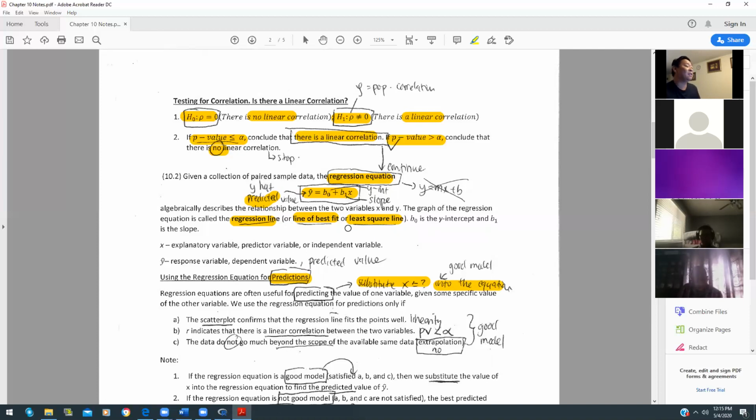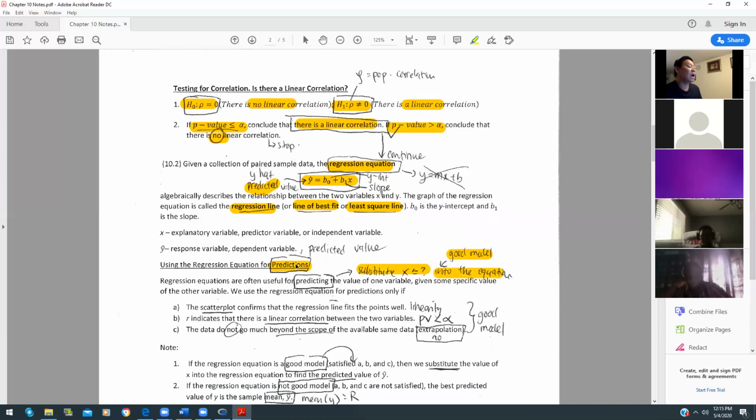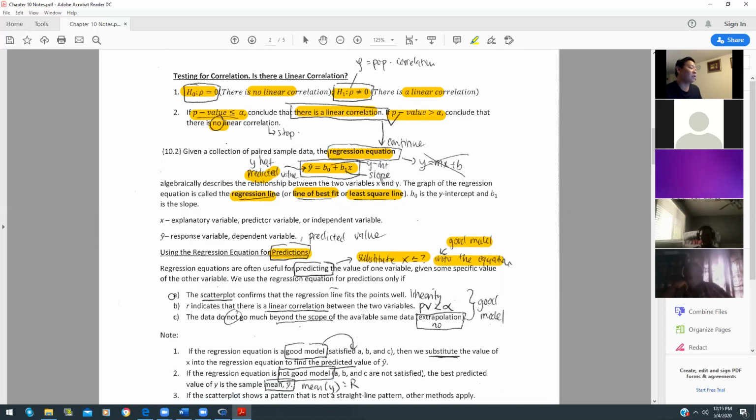So my x is 10, so I plug 10 in this case, then I can figure out what the prediction is. You can only use this substitution of x if you have a good model. So what is considered a good model? In order for us to consider a good model, you have to fulfill these 3 conditions. If all these 3 conditions are satisfied, then you consider it a good model. So what are the 3 conditions?